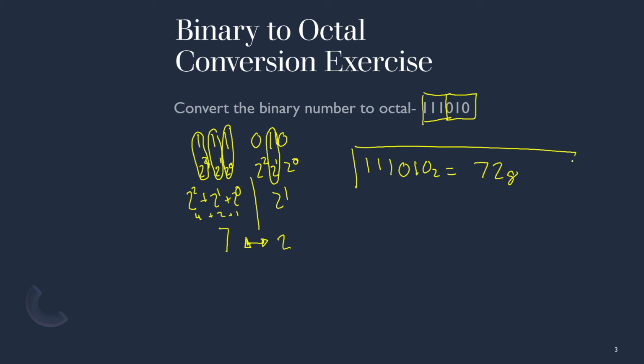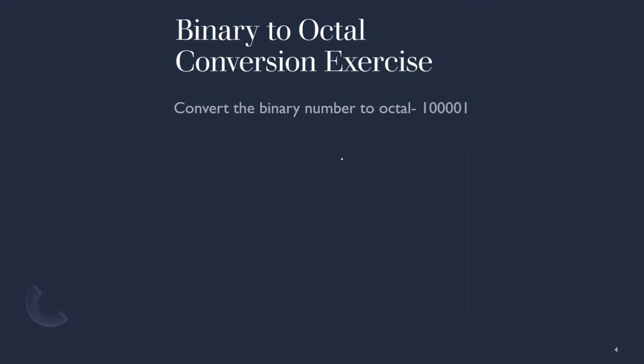Alright, and that's what it is in octal form. Let's do the same thing. Separate it into 3 digits. So what we're looking at is 2 to the 0 up to 2 to the 2 right here, and 2 to the 0 up to 2 to the 2 right here. This matches up to the 2 to the 2, and this matches up to the 2 to the 0.